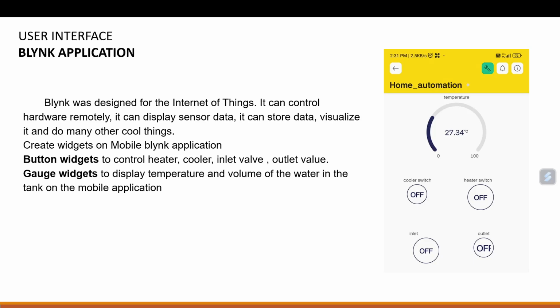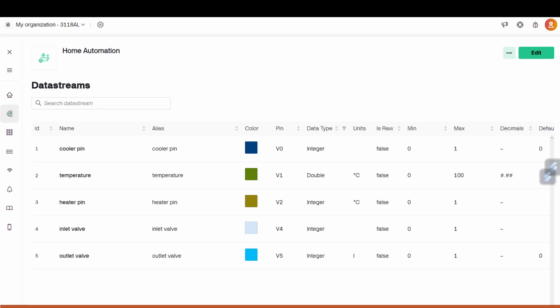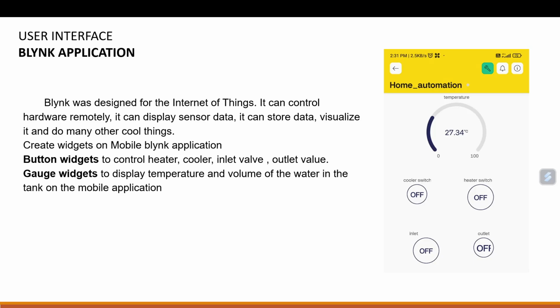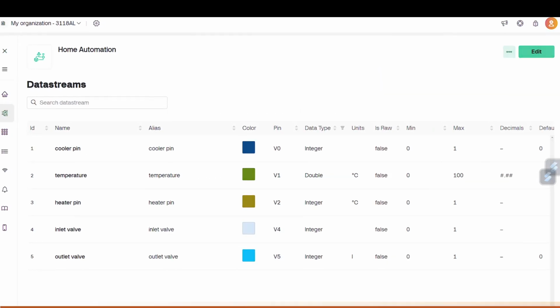So this is our user interface, the BLYNK application, where you can see the temperature gauge and the 4 switches. One is for the cooler, one is for the heater, one is for the inlet and one for the outlet. We can create these widgets in home automation. Before that, we must create the data streams in our cloud, which means we define the function, what type of argument it takes, through which pin it must be associated, what its range is, etc. Once we define the data streams, we can attach each data stream to the switches.